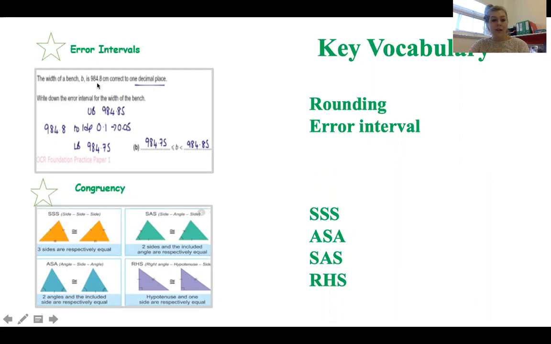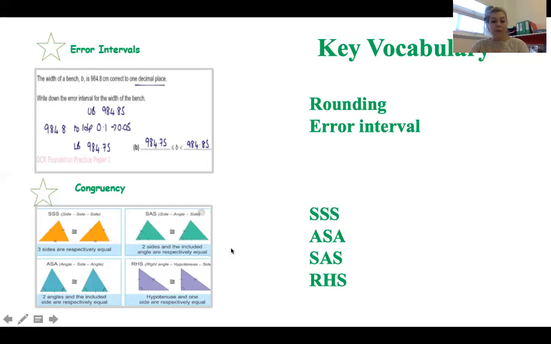So the width of the bench is this length, corrected to 1 decimal place. So what we need to find out are the lengths that they could possibly be before this number has been rounded. So we want to think about the smallest possible value that this could be rounded to, and also the largest possible value that this could be rounded to. So you're thinking about the number already rounded, and then you're looking at the smallest possible number and the largest possible number that could be.